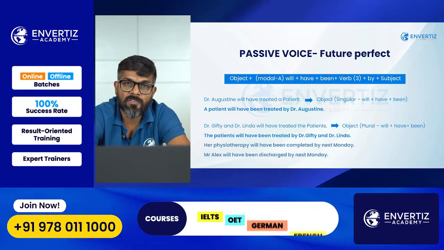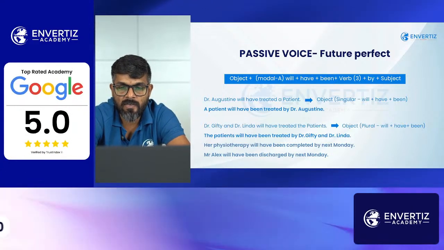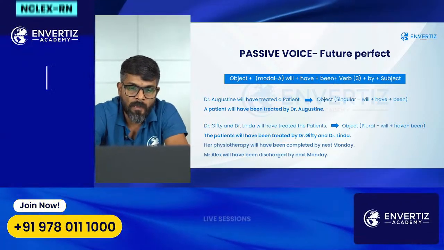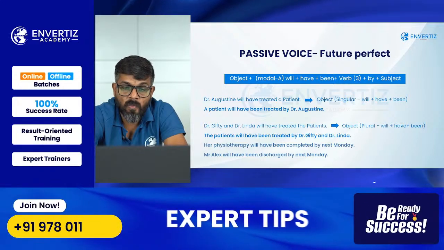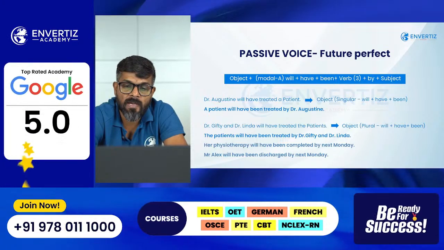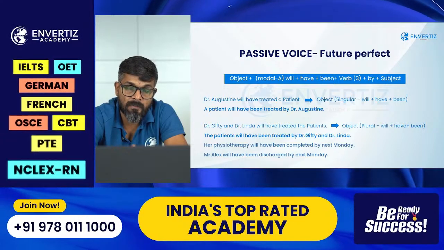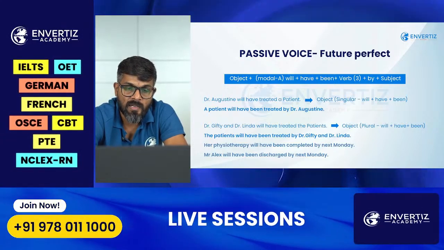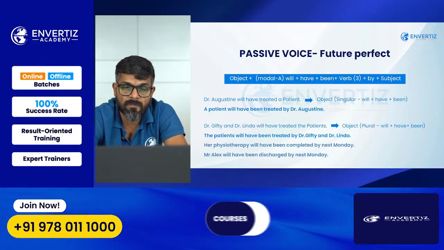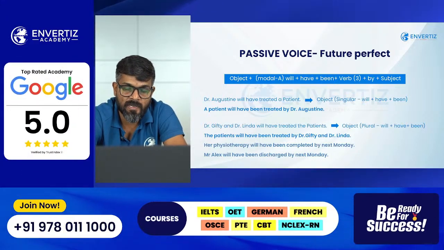Now for the future perfect. We don't have the future continuous here; it's a future perfect. See the format. Object plus will or shall plus have plus been plus third form of the verb plus by plus subject. For the perfect you need to add been. So here object plus modal auxiliary verb, which is will or shall, plus have plus been plus third form of the verb plus by plus subject. Clear? Right. See the example.